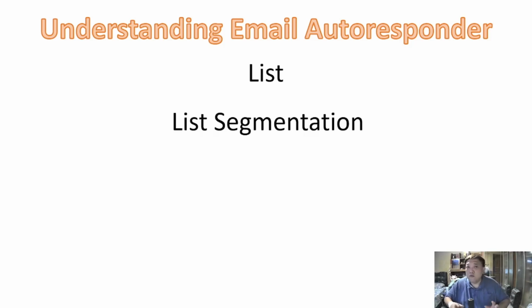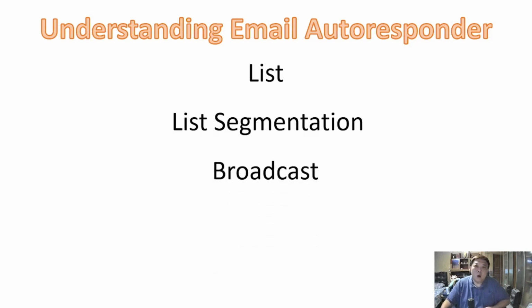Of course, you can also filter your entire list into who exactly are your low-ticket buyers, who are your mid-ticket buyers, and who are your high-ticket buyers. So list and list segmentation are the most important and fundamental theoretical components of email autoresponder that you really need to understand. A lot of people, when they do email marketing, do not do list segmentation properly, and that is the reason for their failure.